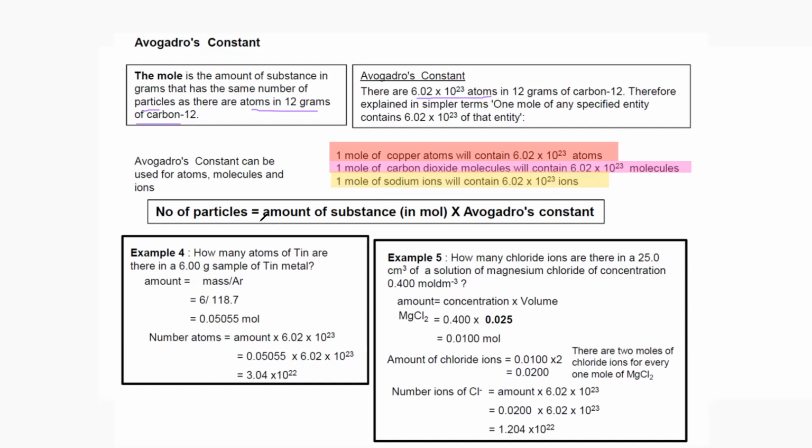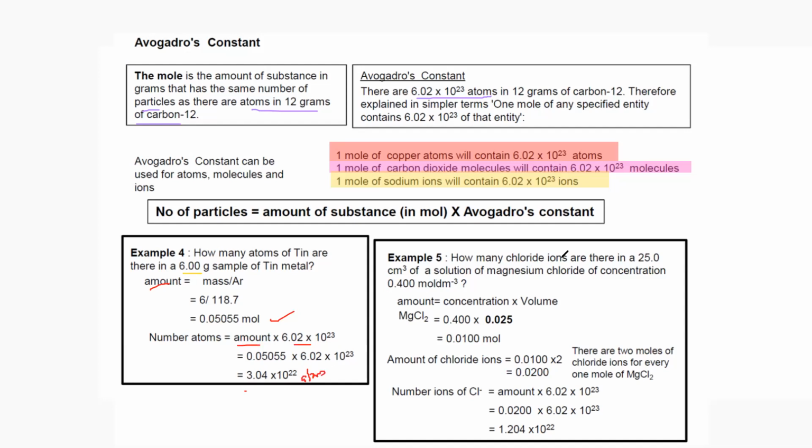So in the first example, how many tin atoms are there in 6 gram of sample? First we work out the moles or amount: mass in gram, 6, divided by relative atomic mass, because tin is a metal made of atoms. So we get the number of moles, and then multiply by Avogadro's number. So it will have 3.04 into 10 to the power 22, and this time it will be atoms.